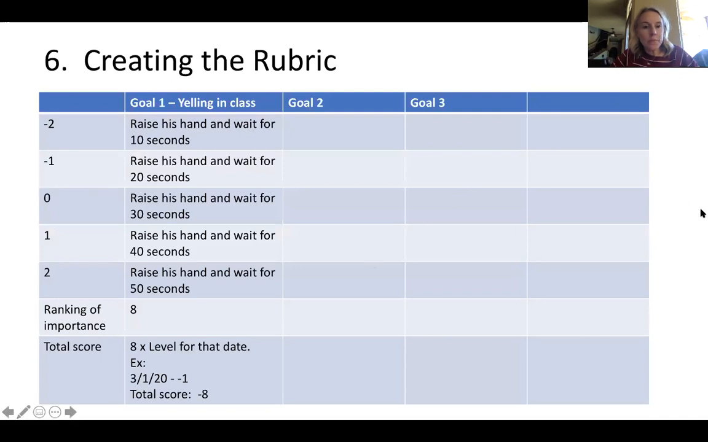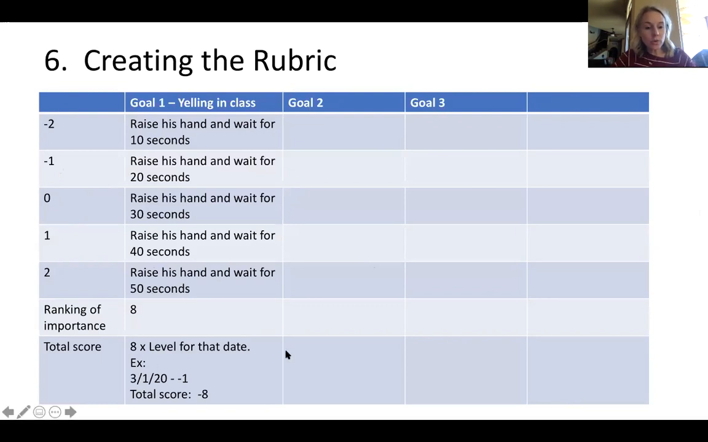Okay, so I'm going to create my rubric. Here, I put yelling in class, and you can see right here my -2 is what I talked about, then -1. My 0 is raise his hand. A 1 is if he raises his hand and waits for 40 seconds, and a 2 is raises his hand and waits for 50 seconds. So those are above what's expected. This is an 8. This is really important to this team.